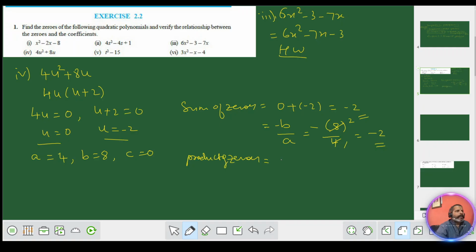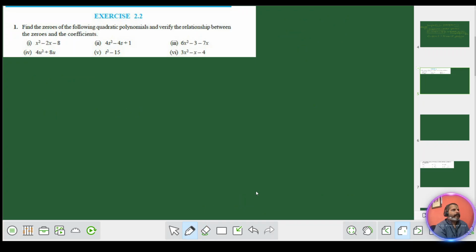Then the product of zeros is 0 and minus 2. Anything multiplied by 0, you get 0 only. Right? So now with respect to coefficients, how does the product look? Product of zeros is c by a, that is c itself is 0, a is 4, then 0. Both are matching. At the end, you say, therefore, hence verified. Okay. We'll check out the next answer for the fifth question. Okay.